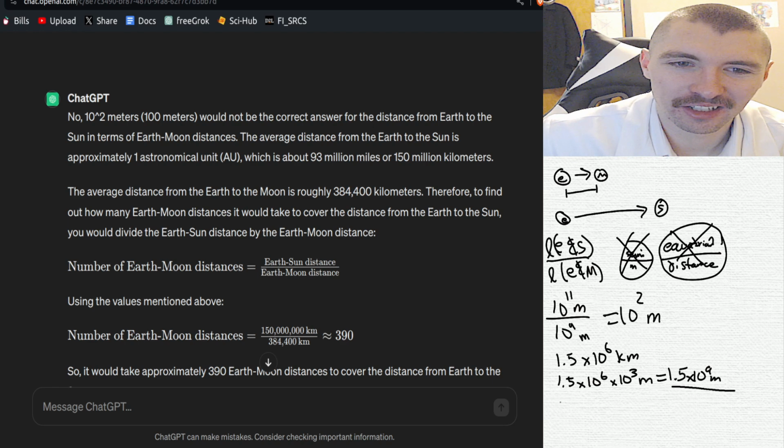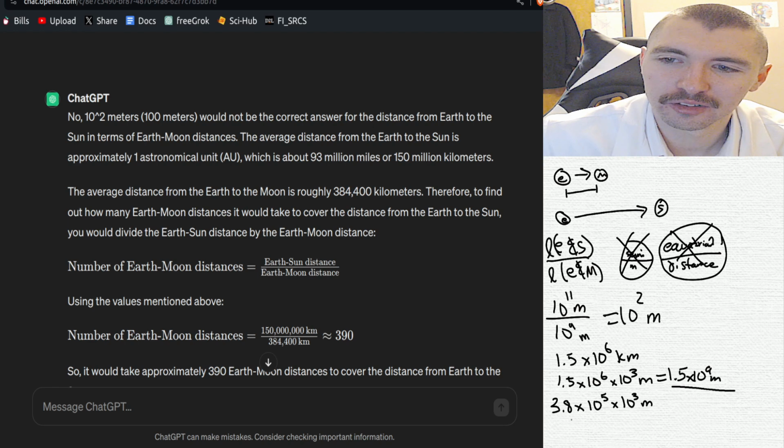So it's saying Earth to the moon is 3.8 times 10 to the 8 meters.